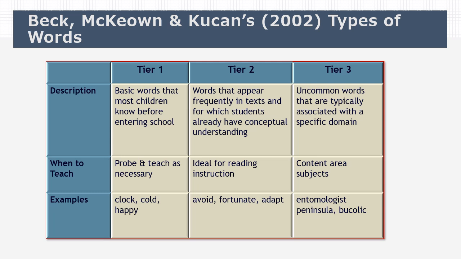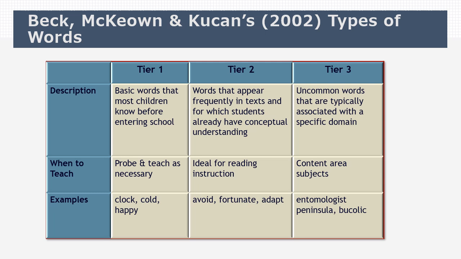Tier 2 words in the middle are words that appear frequently in texts for which students might already have a conceptual understanding. These are words that are more complex, more advanced, or richer than the Tier 1 words, but they are not content specific. They're not subject matter words. So these are words like avoid, fortunate, adapt.